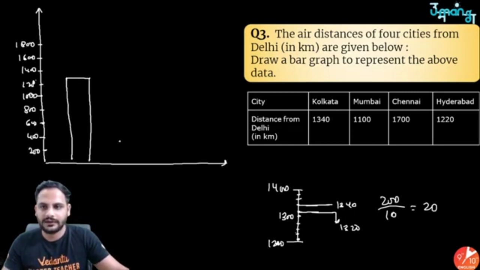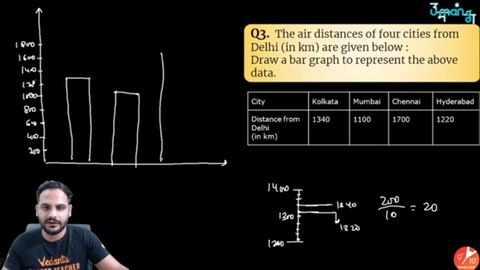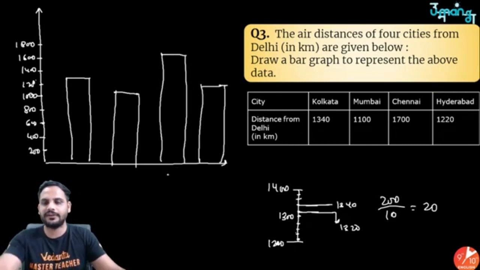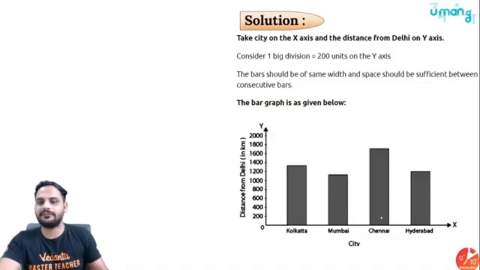Like this. Correct? 1100 will be between 1000 and 1200, somewhere over here. 1700 will be between 1600 and 1800, something over here. 1220, after 1200, one line, so it will be somewhere over here. Got it? The gap should be constant. It is a rough diagram. The actual diagram will look like this.